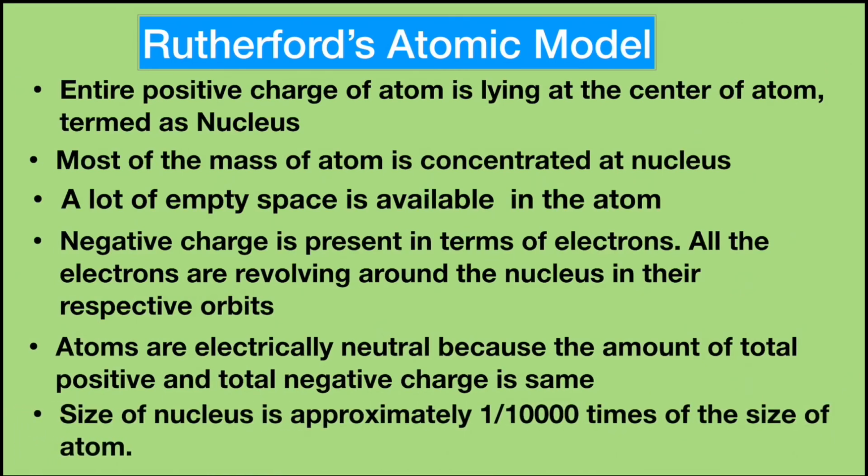Size of nucleus was also suggested by Rutherford, and he suggested that the size of nucleus is approximately 1 upon 10,000 times the size of atom. He just suggested this idea by his observation. 1 out of 8,000 alpha particles is scattered at 180 degree. He roughly approximated that the size of nucleus is around 1 upon 10,000 times the size of atom.